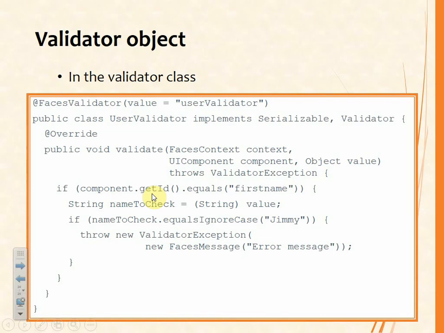So if the component getID equals whatever value we've put into the facelet code, then if that's true, we know what we're validating and we can perform the check. Same as it was before. Convert that to a string, because we know it should be a string, and check to see if it is Jimmy or not. If it's Jimmy, instead of setting valid to be false, as we did in the method, what we're doing here is throwing a validator exception. We're using the same message, but we're throwing an exception instead. And again, that will cause the control servlet to abort the lifecycle and redisplay the original view with that error message.